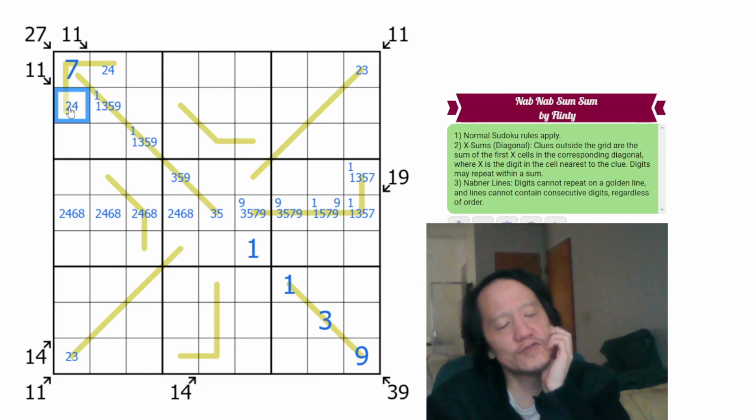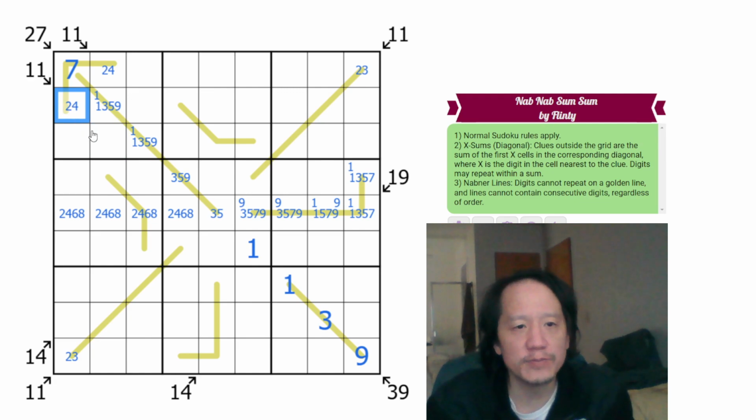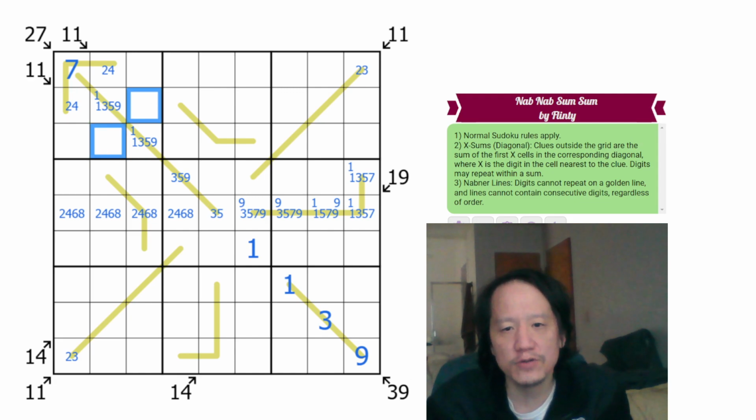So one of these is 4, one of them is 2. So 2 always is with 9 to add up to 11. So 9 has to be one of these two, which means this cannot contain a 9, which means where is the 9 on this Nabner line? There has to be a 9 because it's 5 in length, therefore this is a 9. So this cannot be 9 here, this can't be 9.